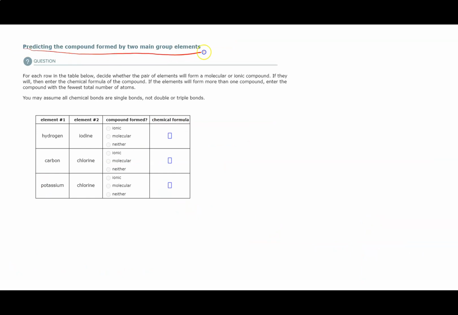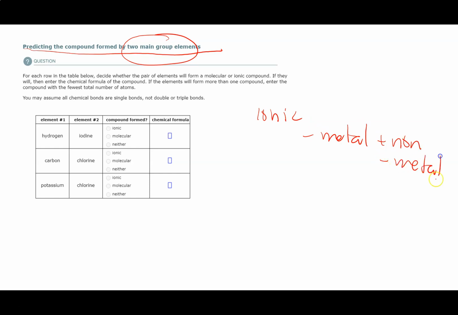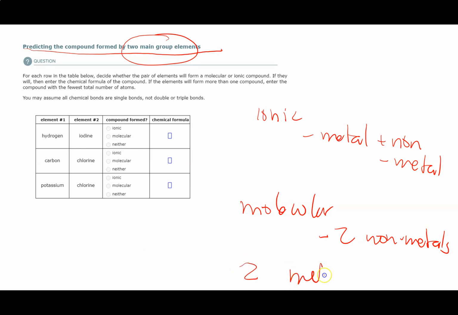Okay, let's have a look at this one. It says predicting the compound formed by 2 main group elements. Main group is another way of saying representative. So what we're looking for, is it ionic, molecular, or neither? Remember that ionic is going to be a metal plus a non-metal, and molecular, which is another way of saying covalent, that's going to be 2 non-metals. Now, what don't we have in here? What about if we had 2 metals coming together? That's going to be neither of those things, right? So that's what we're looking at there.